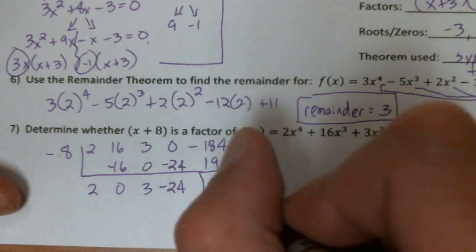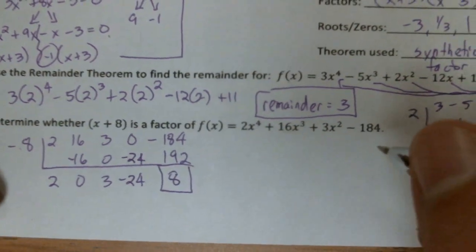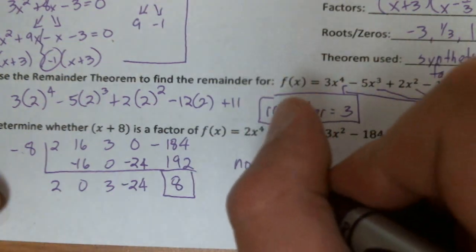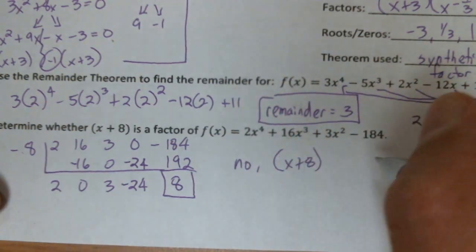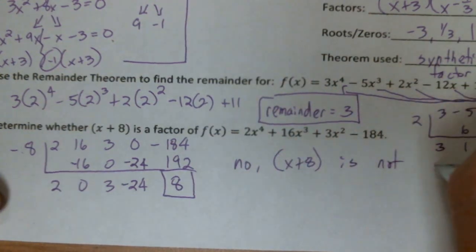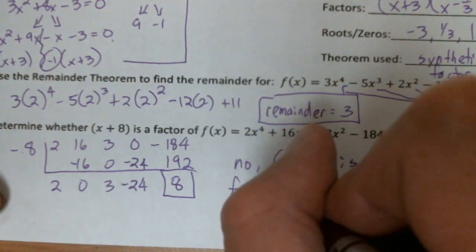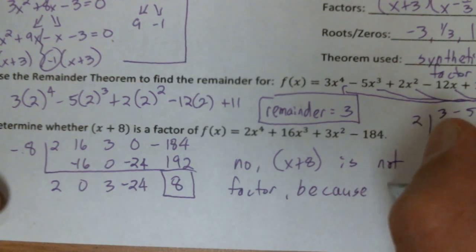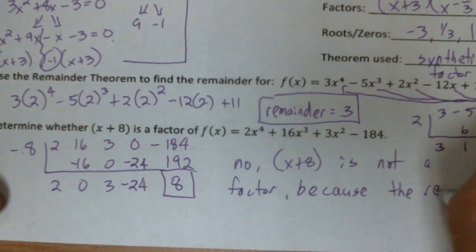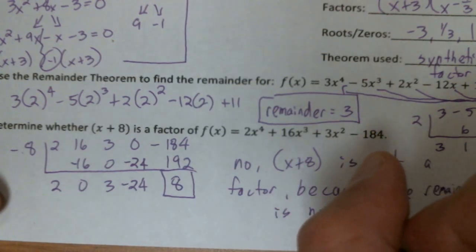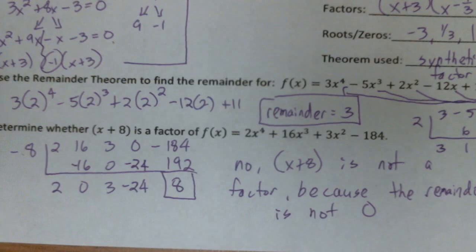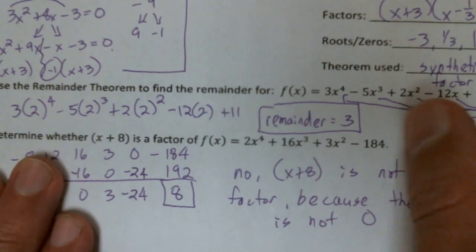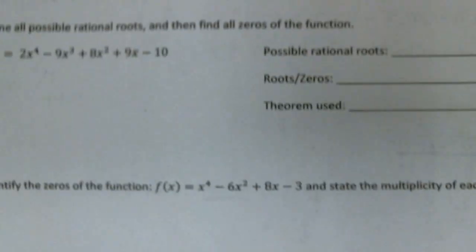So we do not get a remainder of 0. So my answer would be no, x plus 8 is not a factor because the remainder is not 0. Okay, let's keep it going.